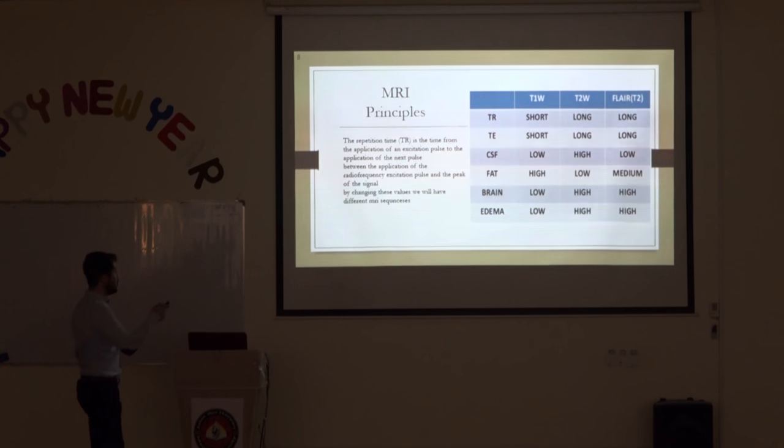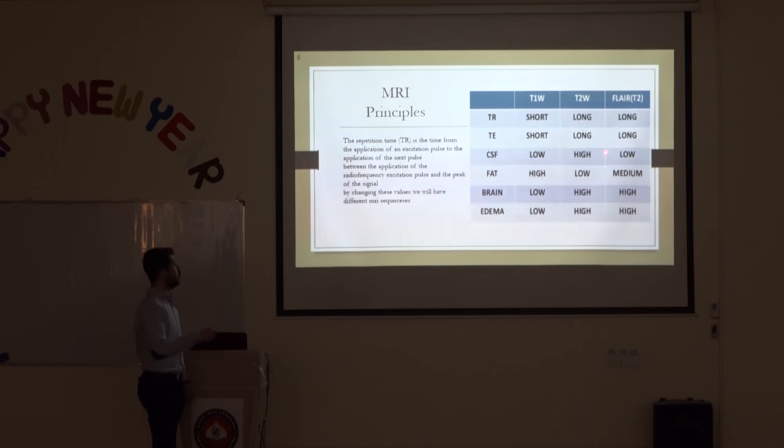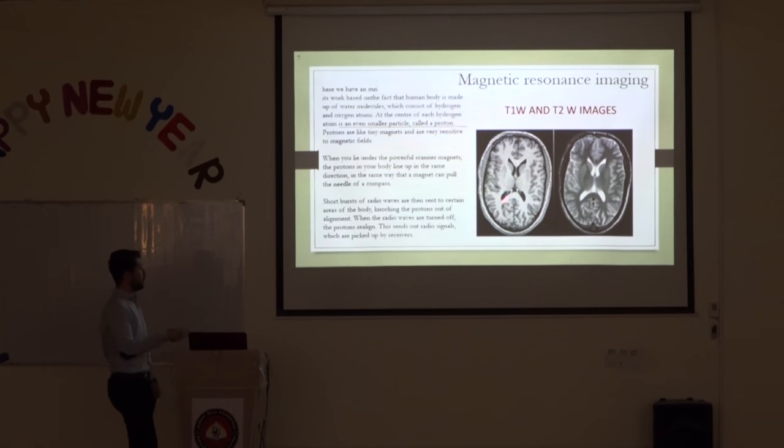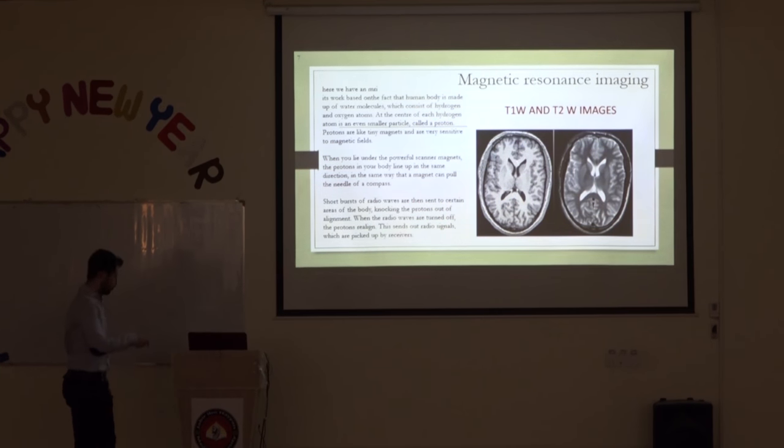For example, CSF in T1 has low intensity, so it appears black, while in T2 it will appear white. Here we have T1 and T2. CSF appears black in T1 and white in T2, and so on.